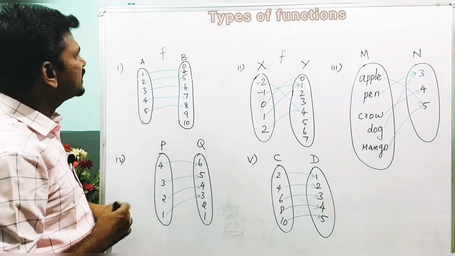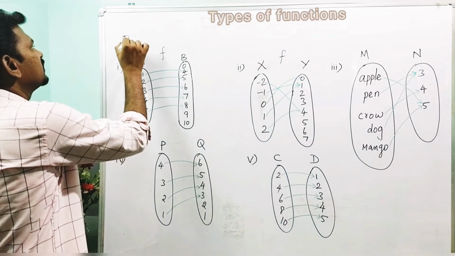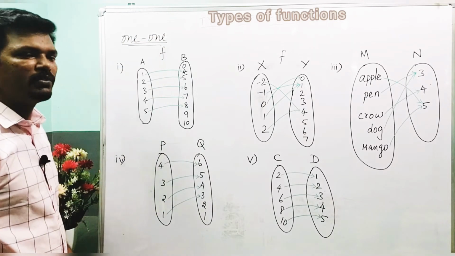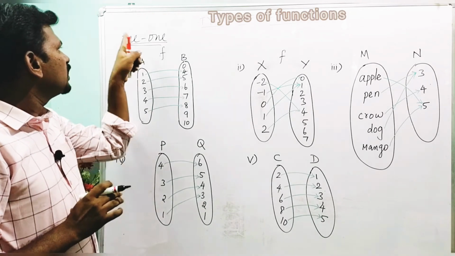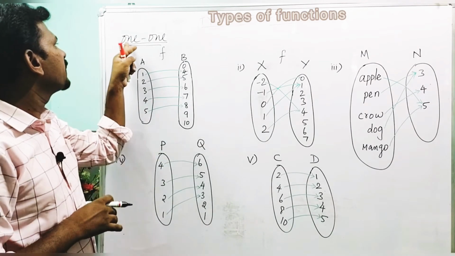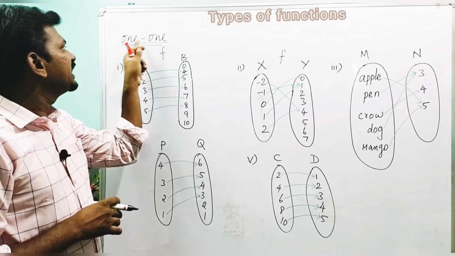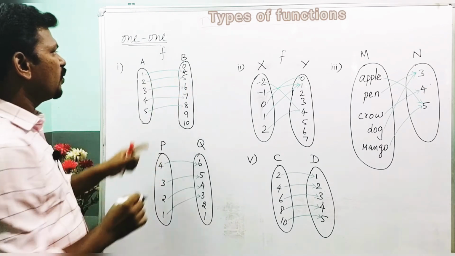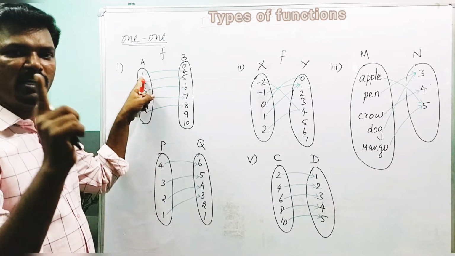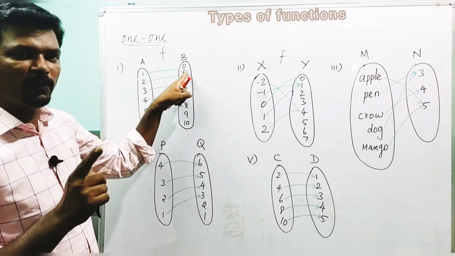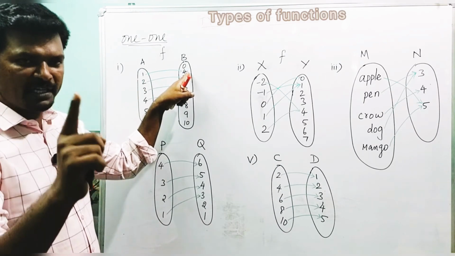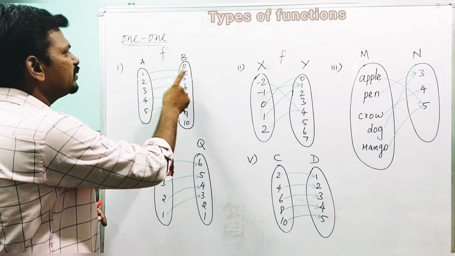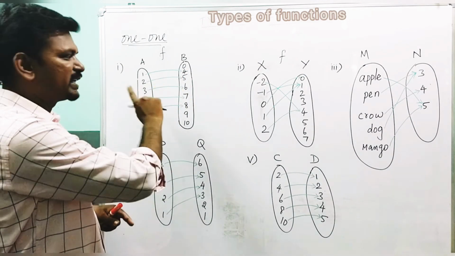The first type is the 1-1 function. 1-to-1 function means, in the heading itself we can understand 1-to-1. 1 has only one image, which is 4, and 4 has only one pre-image, which is 1. So it is only a 1 and 1 connection, a 1-to-1 connection.